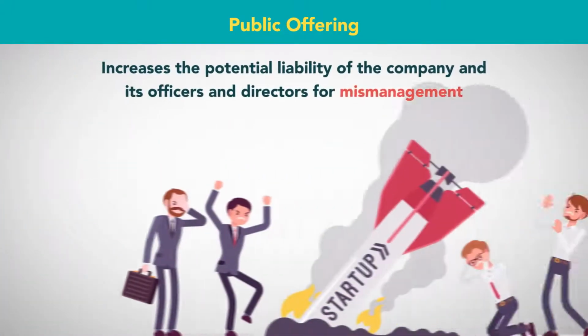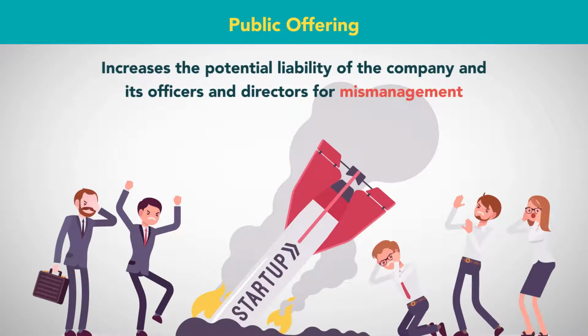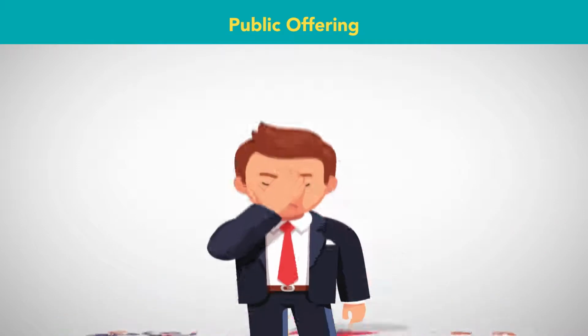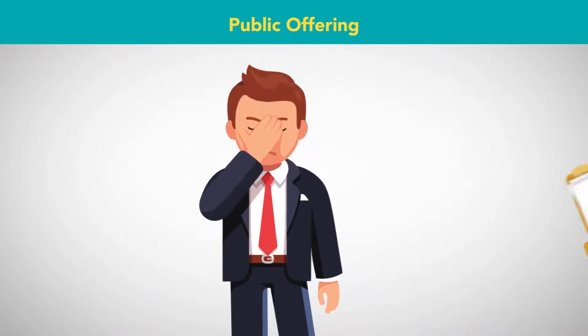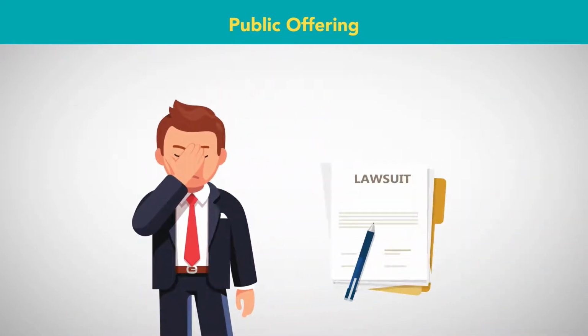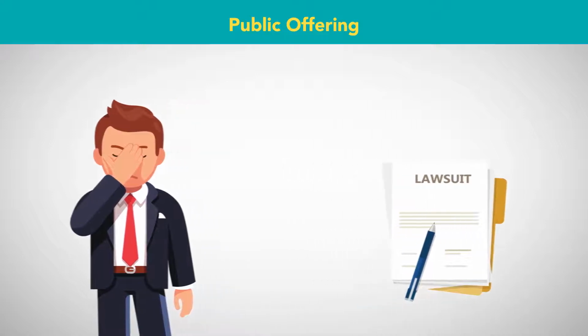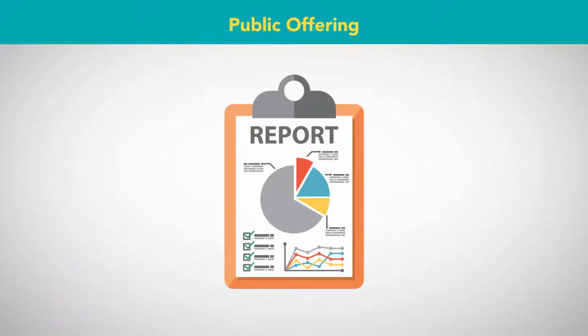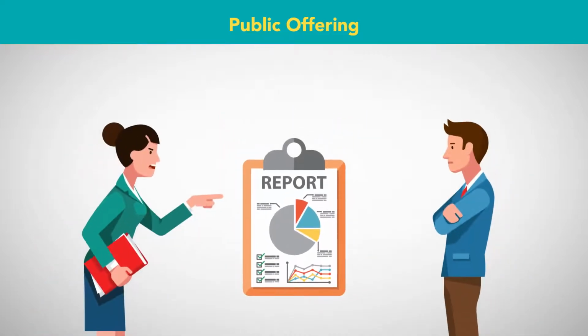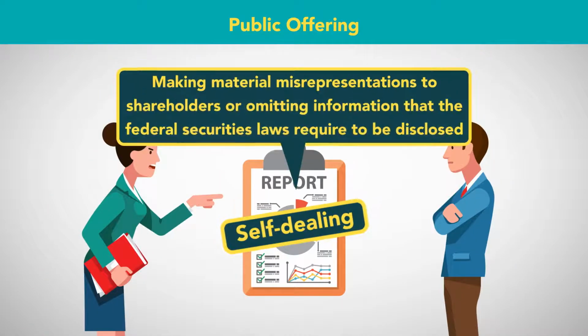Finally, going public increases the potential liability of the company and its officers and directors for mismanagement. For example, poor management decisions may bring shareholder derivative lawsuits, in addition to loss of value. In addition, federal law requires disclosure of information about how the company operates. Investors can sue the company and its management for self-dealing, making material misrepresentations to shareholders or omitting information that the federal securities laws require to be disclosed.